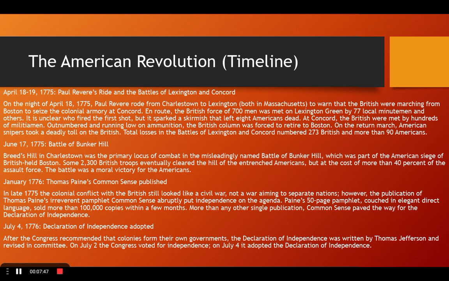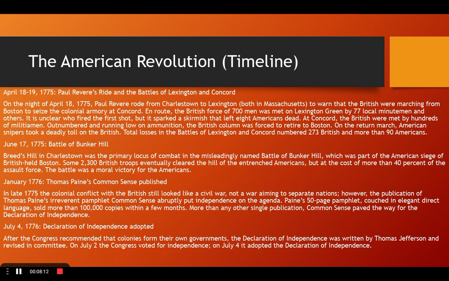January 1776. Thomas Paine's Common Sense published. In late 1775, the colonial conflict with the British still looked like a civil war, not a war aiming to separate nations. However, the publication of Thomas Paine's pamphlet, Common Sense, abruptly put independence on the agenda.